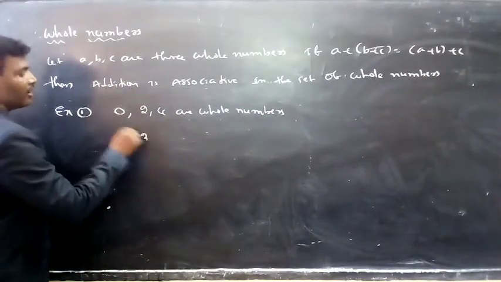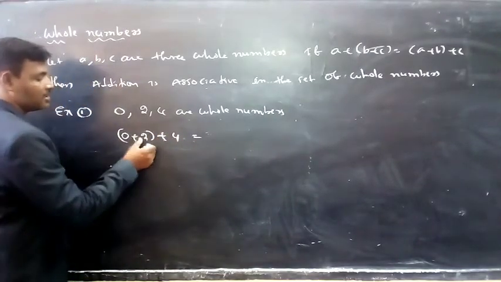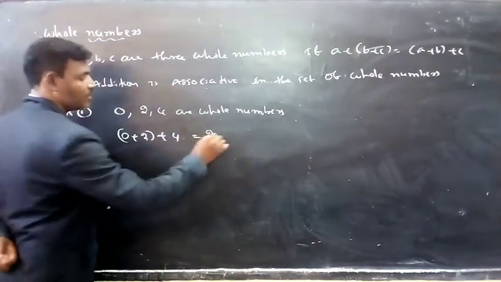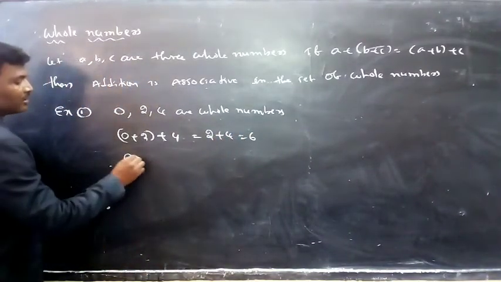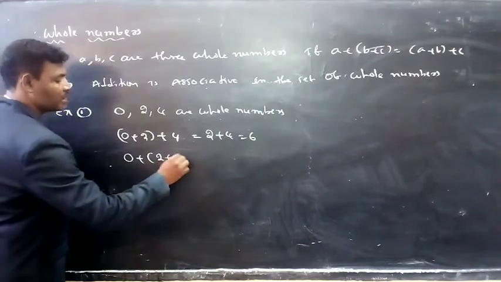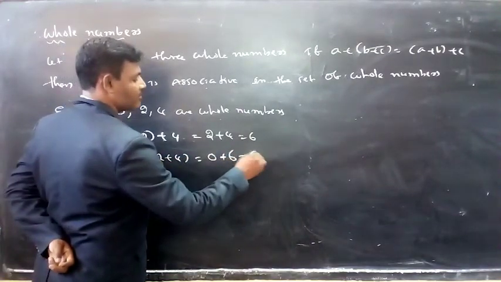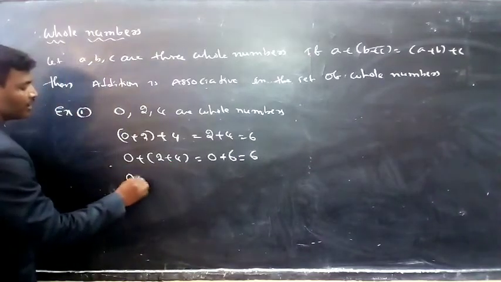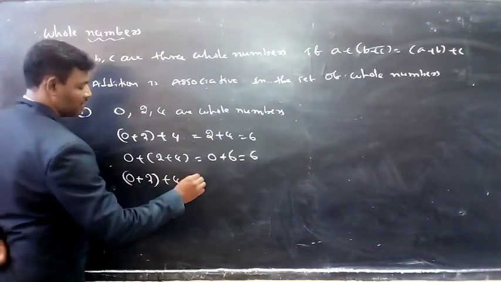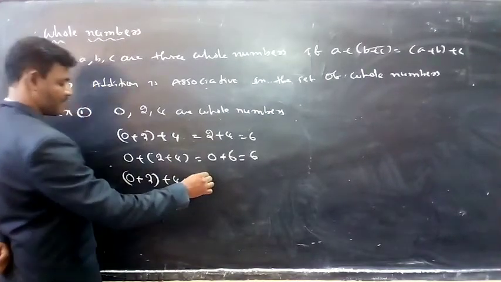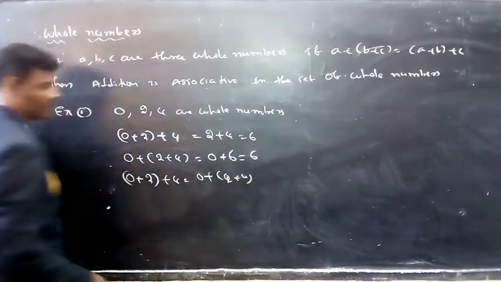Then what do I need here? I need (0 plus 2) plus 4. Remove the bracket. 0 plus 2 is nothing but 2, plus 4 is equal to 6. Then after, 0 plus (2 plus 4) is almost 6, equal to 6. So here the result of (0 plus 2) plus 4 is equal to the result of 0 plus (2 plus 4).